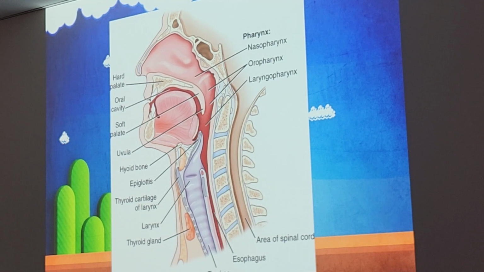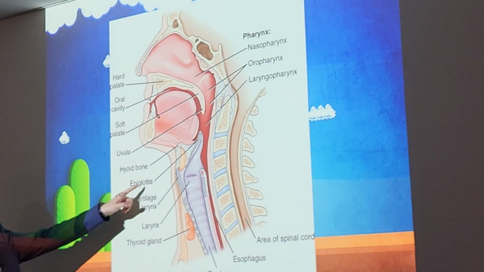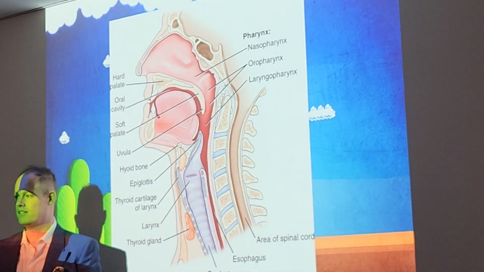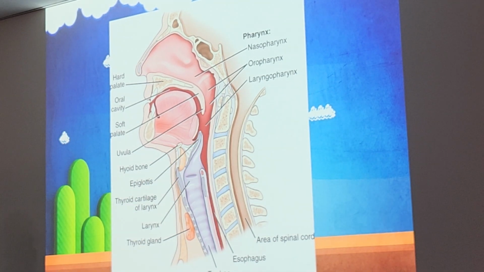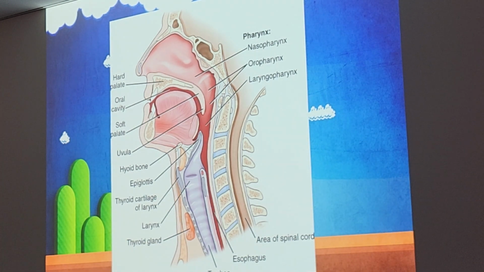There is one I love to talk about. What is this thing right here? What is this for? It covers the trachea when you're eating. You were right the first time. Correct. It's like a little trap door, a little flap.